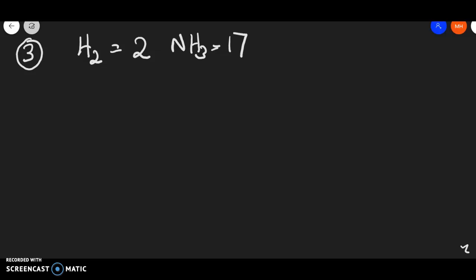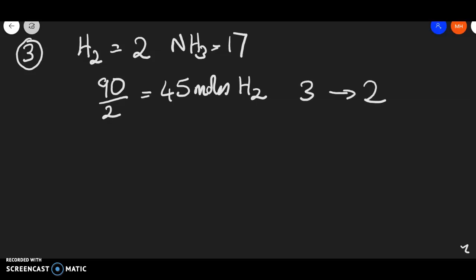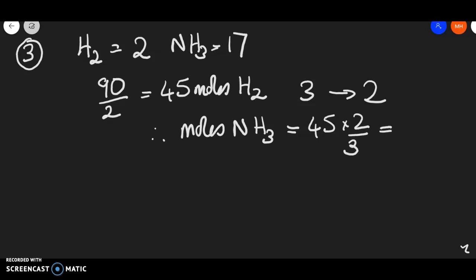We've got 90 grams of hydrogen, so it's 90 divided by 2, so that's 45 moles of hydrogen. And then we notice that we've got a really tricky ratio. 3 is going to 2, so therefore moles of ammonia will equal 45 times 2 divided by 3, which is 30 moles of ammonia.